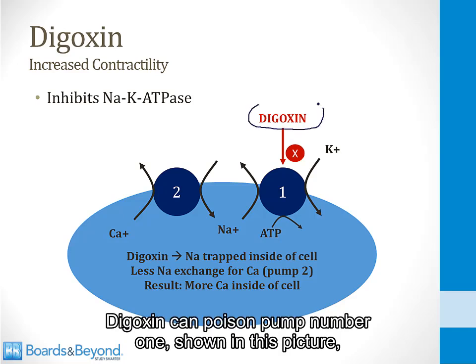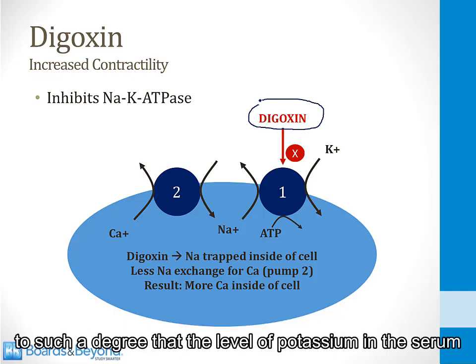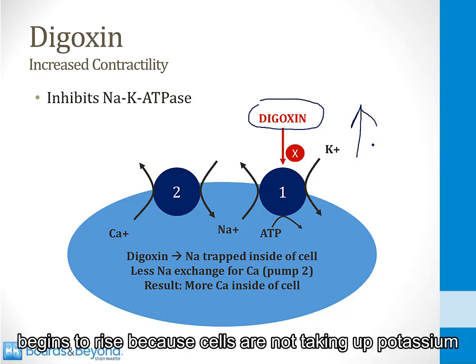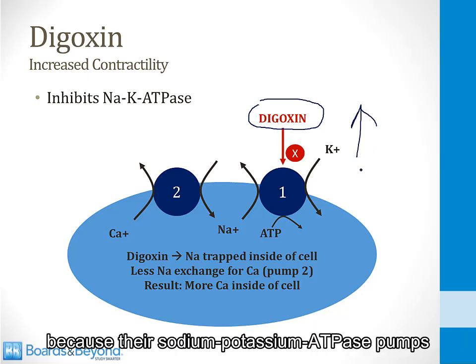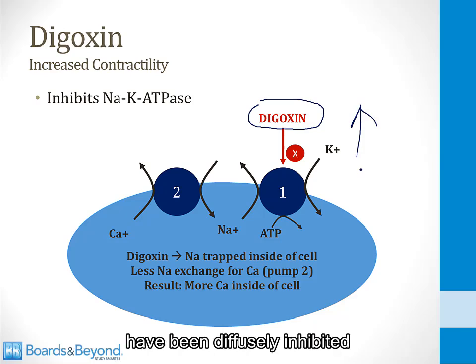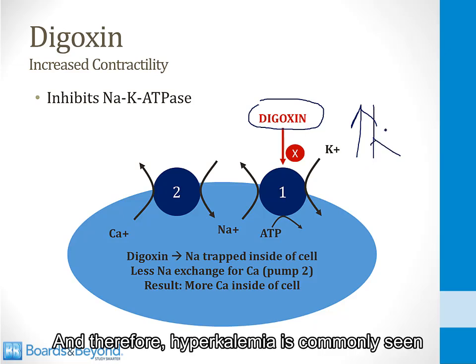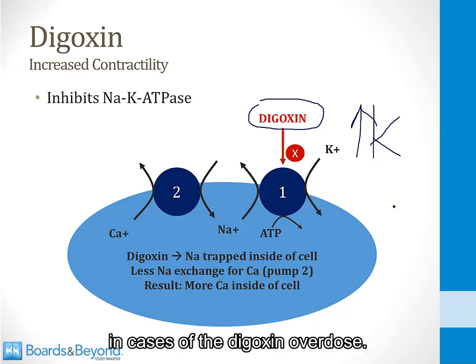Digoxin can poison pump number 1, shown in this picture, to such a degree that the level of potassium in the serum begins to rise because cells are not taking up potassium because their sodium-potassium ATPase pumps have been diffusely inhibited by the high level of digoxin, and therefore hyperkalemia is commonly seen in cases of digoxin overdose.